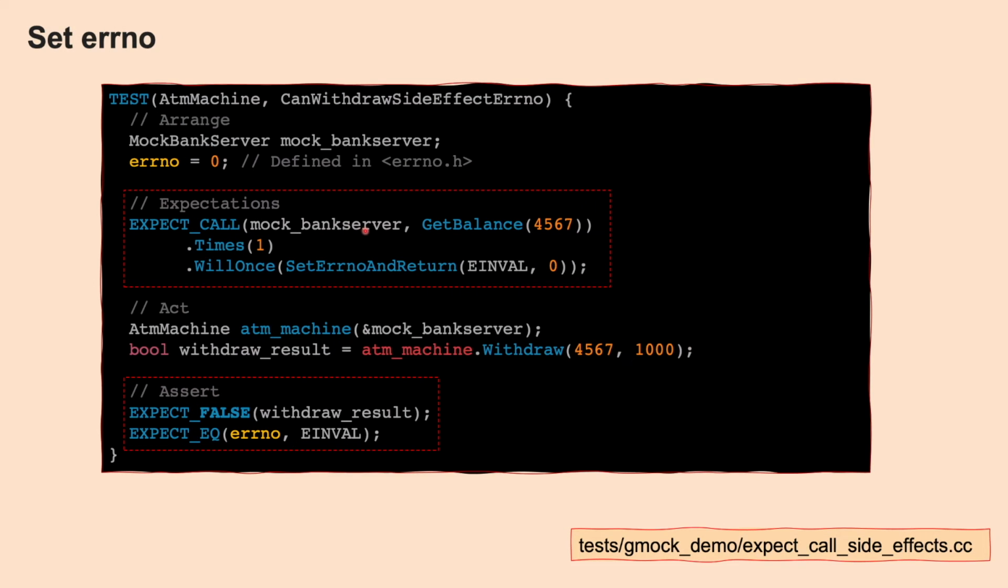Here is another interesting example in which we set the value of error number variable, which is defined inside error number.h, and you can access it. So first we set it to 0, and here I'm saying when getBalance was called with this parameter, set error number variable to error invalid and return 0. So set error number and return does two things. It assigns this value to this variable and it returns 0 as a result of getBalance. If we return 0 as our current balance, the result of withdraw should be false, and that's what we are checking here. And also the new value of error number should be error invalid, which we are checking here.